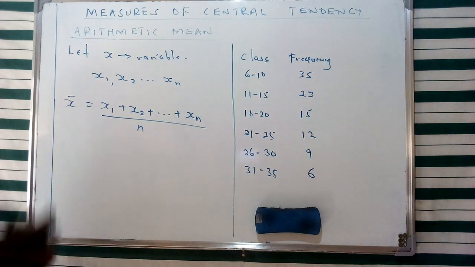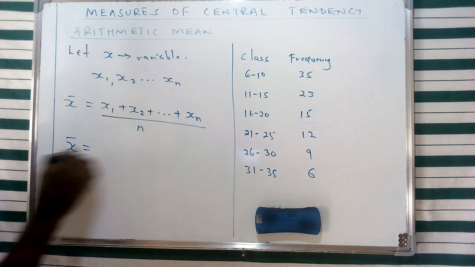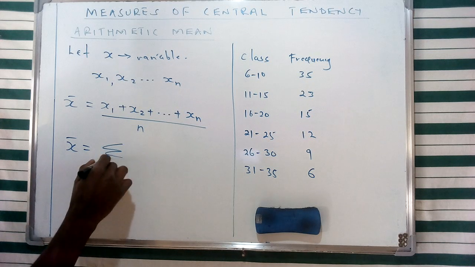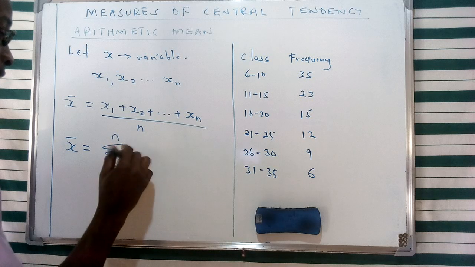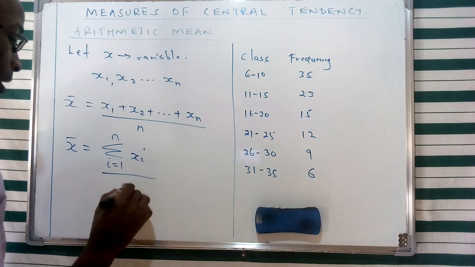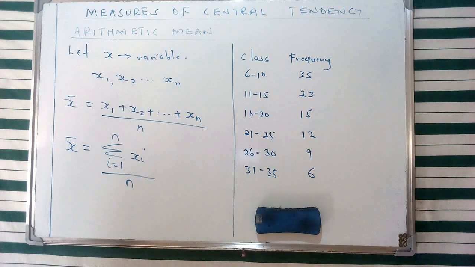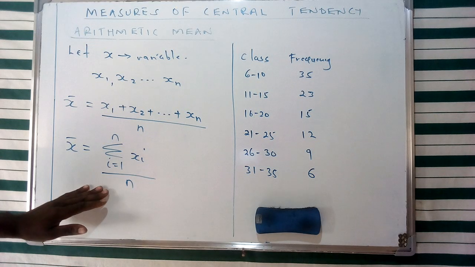And this gave us a summary of the representation, which we said was the summation from i equals 1 to n of all the items divided by the number of items. And this was for the raw data.